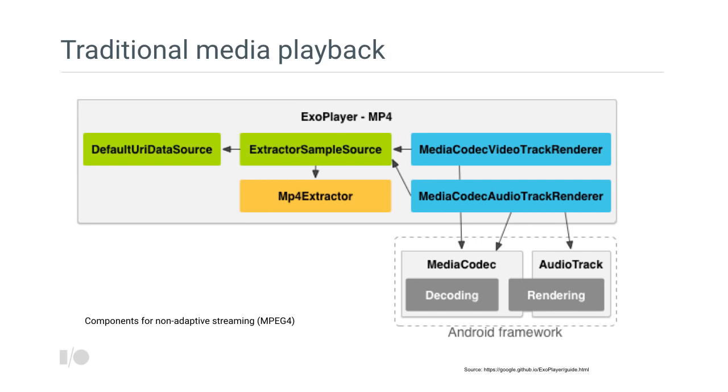And in the end, at the very left, we see the default URI data source. Again, this is an implementation of the data source the extractor sample source relies on. And if you want to, for example, support a proprietary network protocol, you can implement your own data source here to support those protocols.